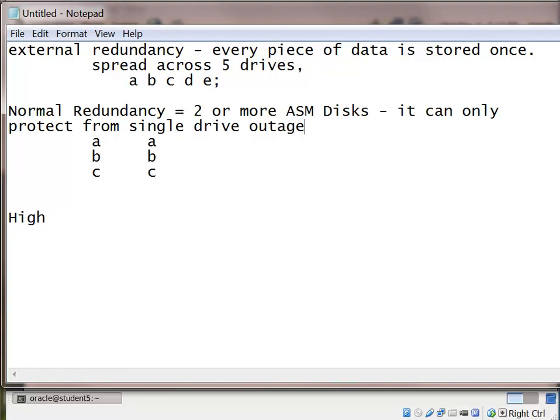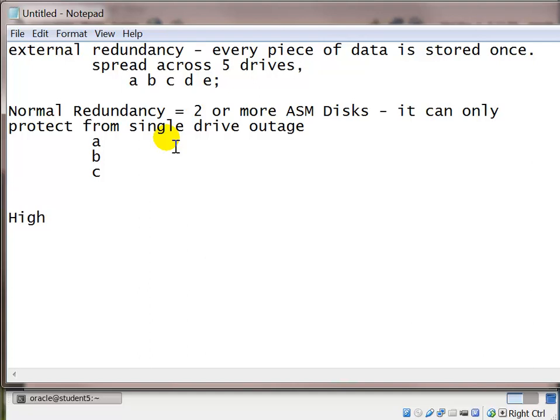All right, so if you lose a single drive, no problem. We can still rebalance the data. And you're going to be okay. Even if you lose one of the last two, okay, you're still going to have the same data as long as it has been balanced. Okay, it will only protect you from single drive outage when the data is perfectly balanced.